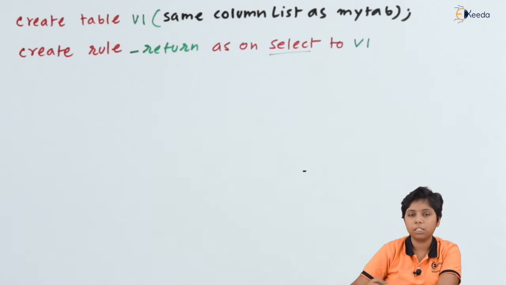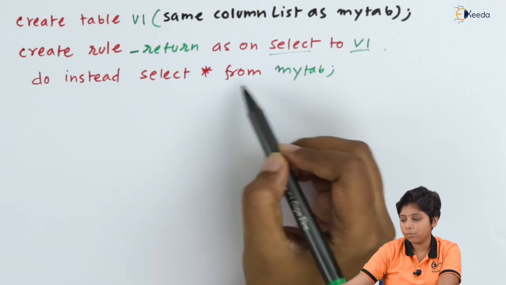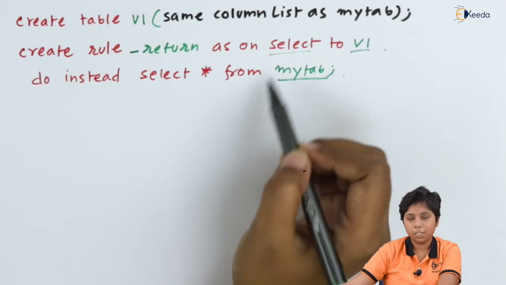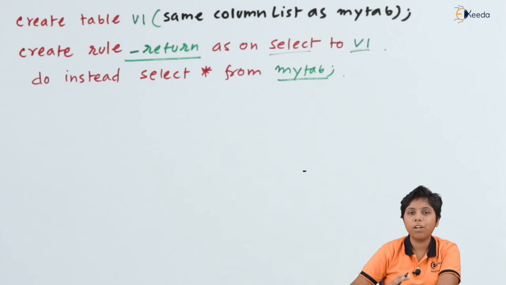Here we are using the term select. So either we are selecting the view from v1, otherwise we can select from my tab. So both of these are the same for the rule creating return. Here we have not introduced any rule qualification. We will see that in another example.